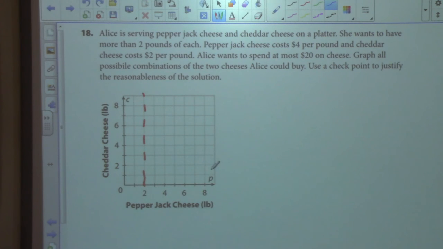Okay, what else? It's gonna be more than, right? So it's gonna be in this direction. And then you do the same thing for the Y on the two, and then it'd be up as well. Then you want to add 2 plus 2, because it's $2 per pound for cheddar cheese, which would be 4. So on the Y, you put a dot on 4. And for pepper jack cheese, it's $4 per pound. So 4 plus 4 is 8. So you go to the 8.